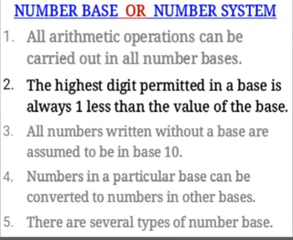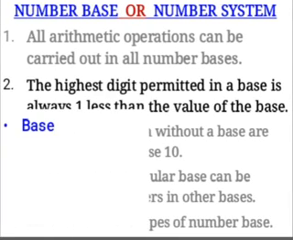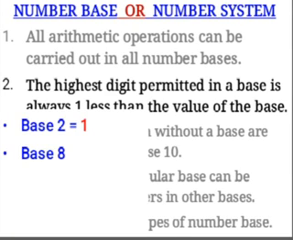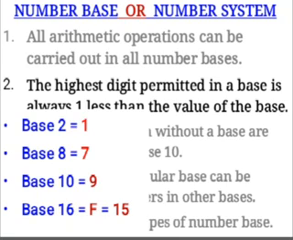2. The highest digit permitted in a base is always 1 less than the value of the base. For instance, the highest digit in base 2 is 1. The highest digit in base 8 is 7. The highest digit in base 10 is 9, whereas the highest character in base 16 is F, which represents 15, and 15 is one value less than 16, which is the base.